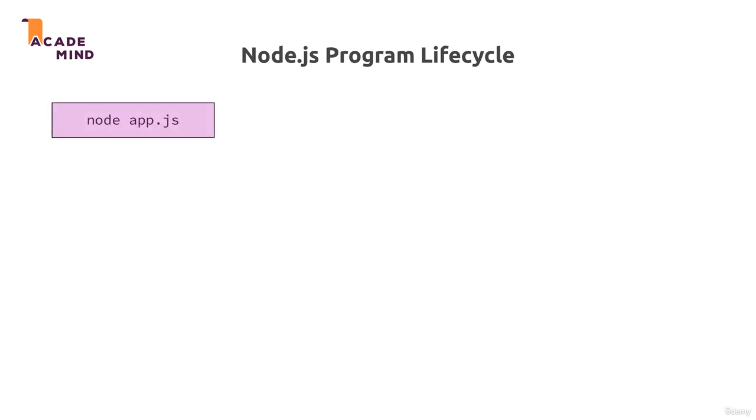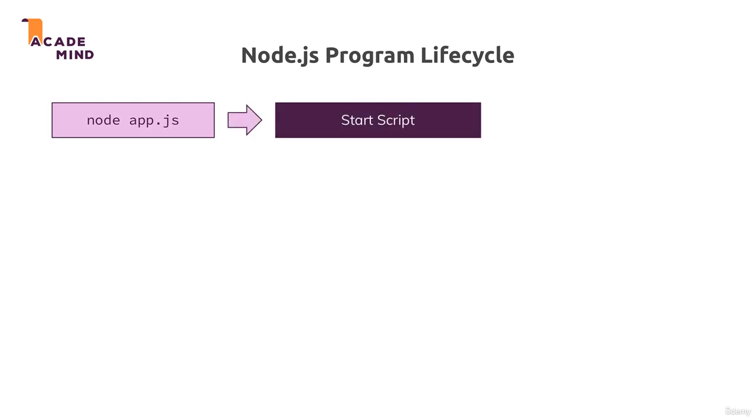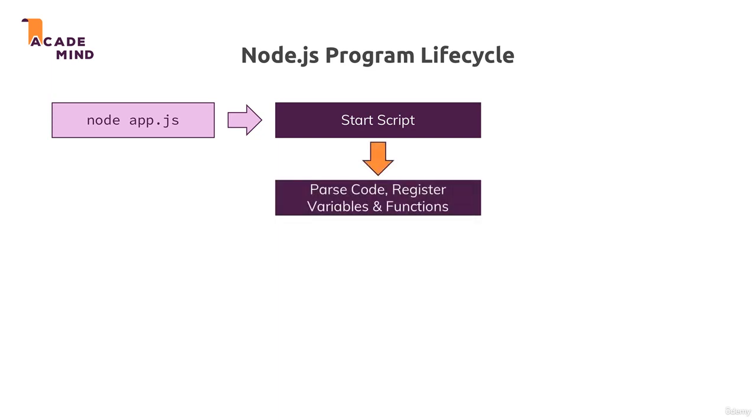We executed that file with node app.js because our file was named app.js. And this essentially started the script where Node.js went through the entire file, parsed the code, registered the variables and functions, and so on. So it basically read our entire code and started executing it. But then something important happened. We never left that program, right?